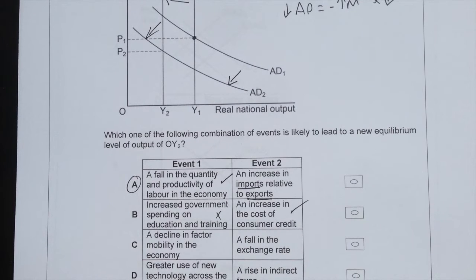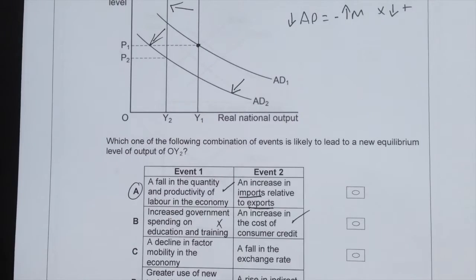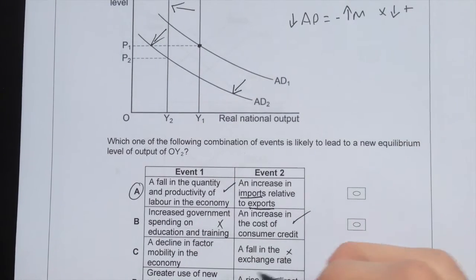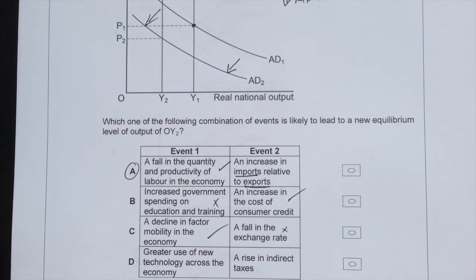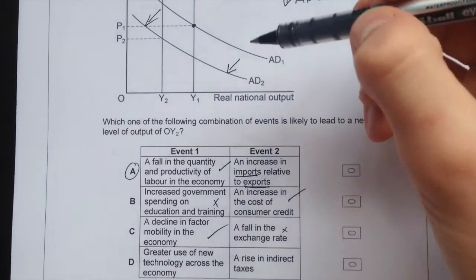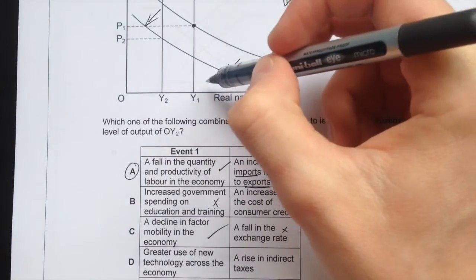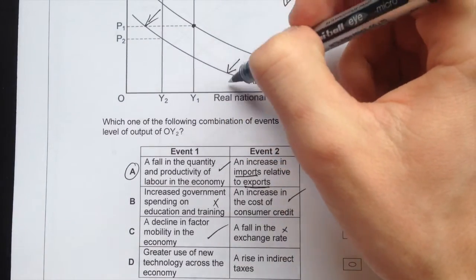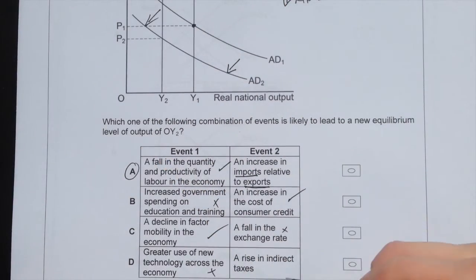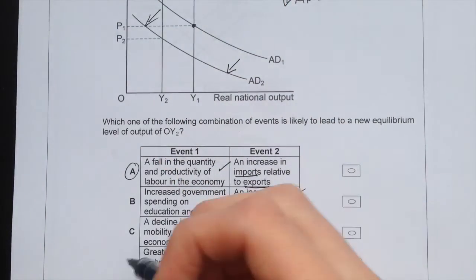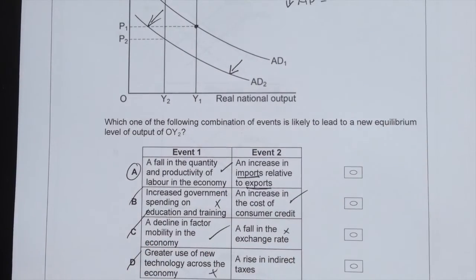And a fall in the exchange rate. If there was a fall in the exchange rate, then AD would actually shift the other way. So it's not that one. And D, greater use of new technology across the economy. If there was new technology, that implies we can produce more, so the LRAS would shift here rather than here. So it's not going to be that. And a rise in indirect taxes. So the only answer for this one is A.